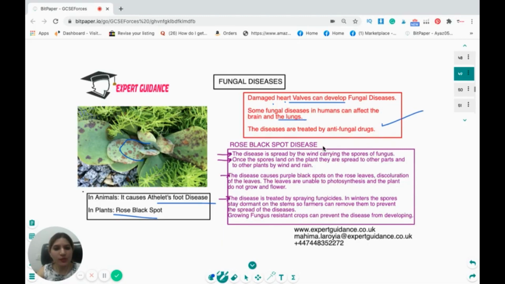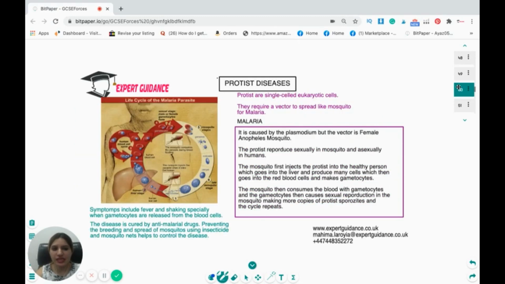Now, what is rose black spot disease? This disease is spread by wind carrying the spores of the fungus. Once the spores land on the plant, they're spread to other parts by wind and rain. These diseases cause purple-black spots on the rose leaves and discoloration of the leaves. The leaves are unable to photosynthesize and the plants do not grow and flower. The disease is treated by spraying with fungicides. In winter, the spores stay dormant in the stem, so farmers can remove them to prevent the spread of the disease. Growing fungal-resistant crops and using fungicides are the ways to prevent the disease from spreading.